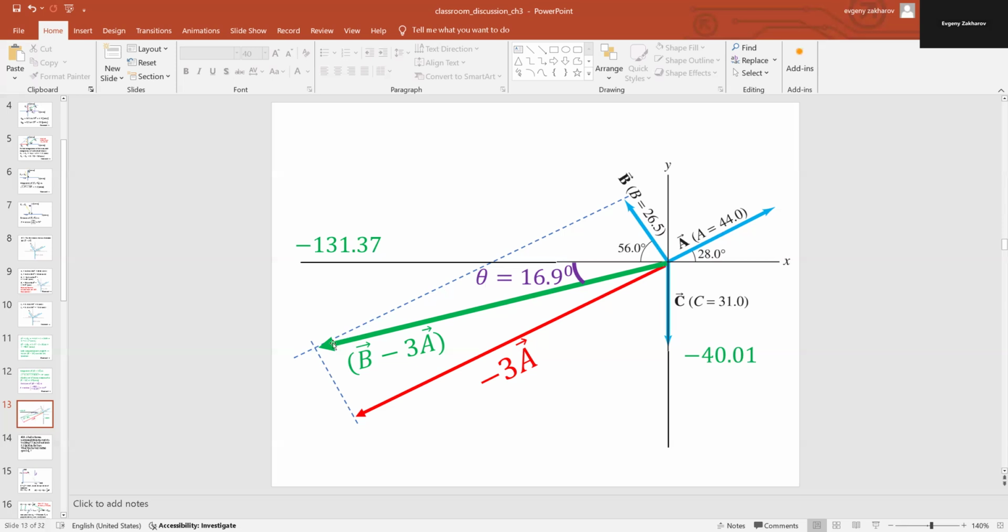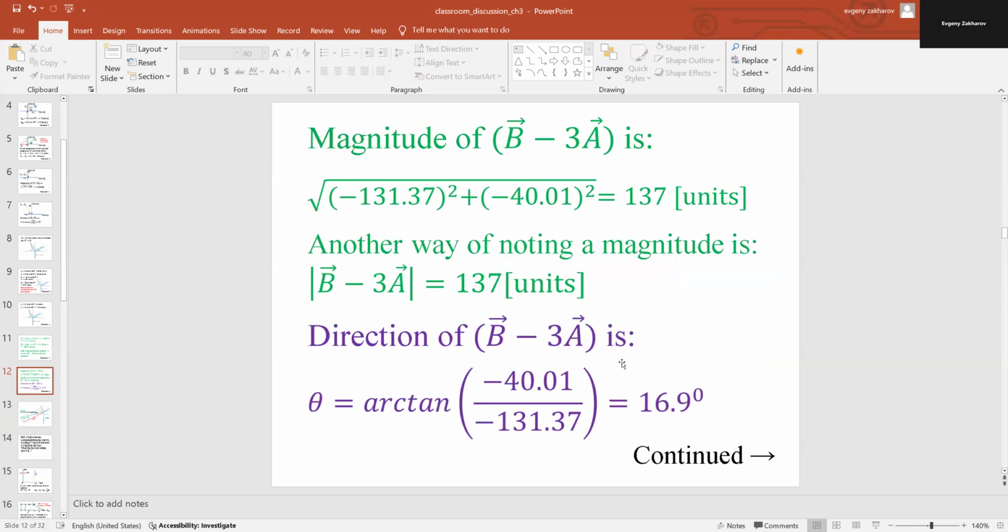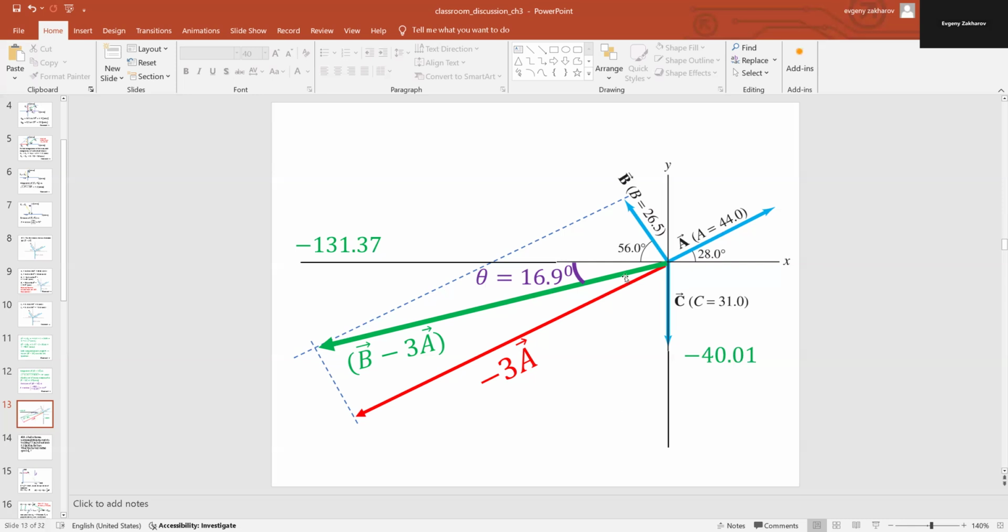And that's the diagonal for a parallelogram that you see shown in dashed lines. Red vector for the second vector, and vector b is the first one. So b plus minus 3a, that's the parallelogram method. And this is your reference angle with respect to the third quadrant, negative x-axis.